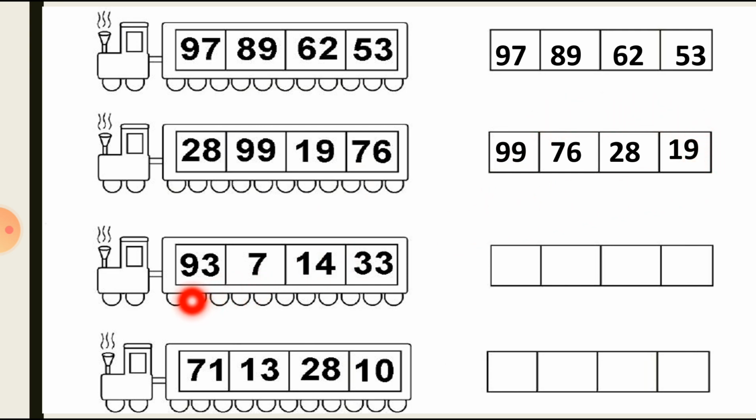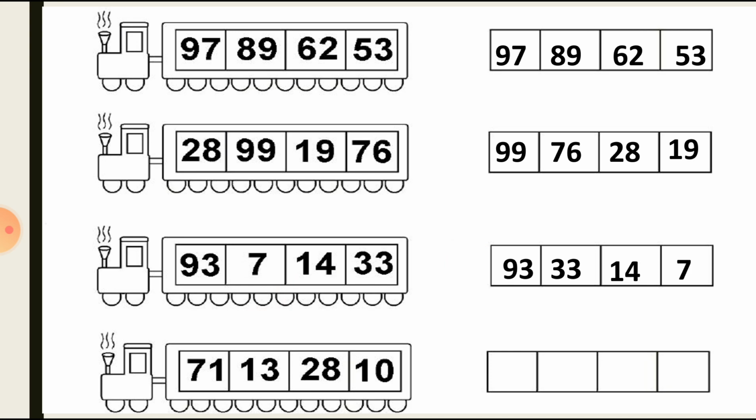Now one more example. Let's find the biggest number first, which is 93. So write down 93. After it the number 33 will come, and then 14 will come, and then the smallest number comes at the last, which is 7. So this way, biggest to smallest number you have to go there.